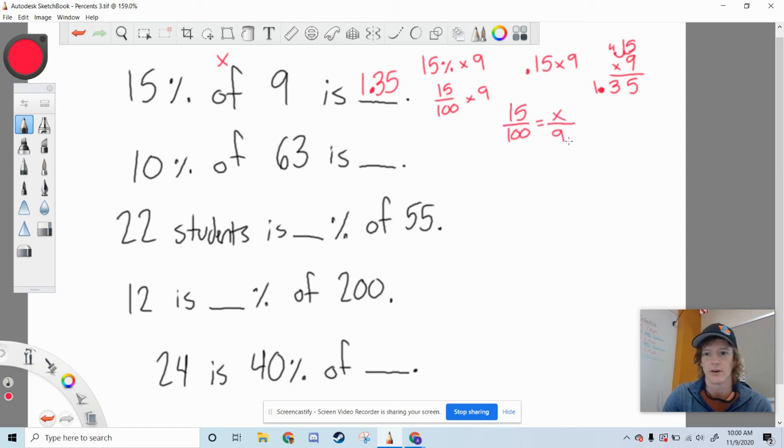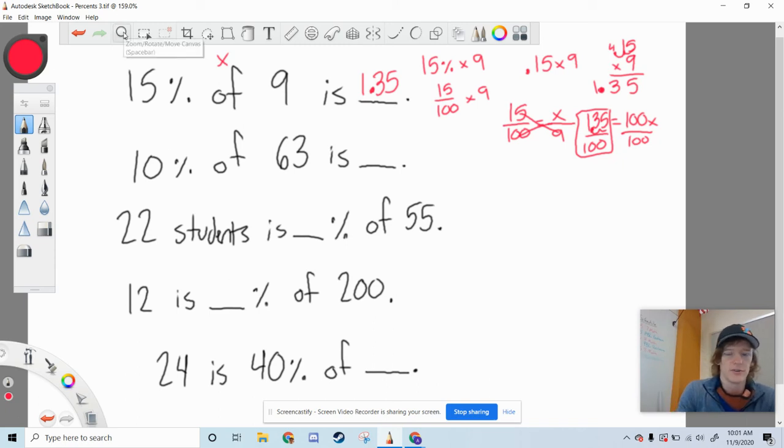We could also have said 15 100ths equals what part of 9? And you do 15 times 9, which would give us 135, right? 15 times 9, we would get 135 equals 100 times x. And then we just divide by 100, divide by 100, and we get 1.35 again. So you can do that in a calculator, or if you know that dividing by 100, you just move your decimal over 2 times, 1.35.